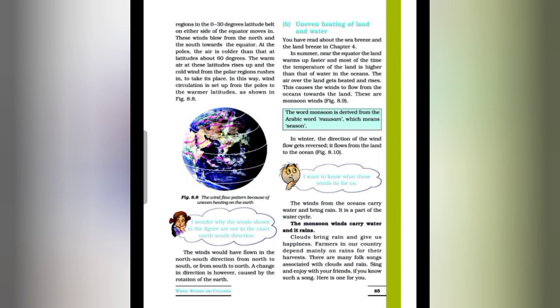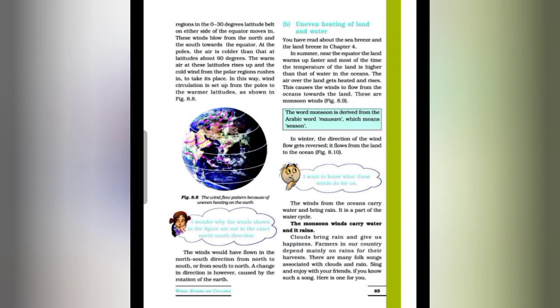So the rotation of the earth makes the trade winds and polar winds blow in an easterly direction, as shown in the next figure also, rather than blowing in a straight north-south direction. So this is all about the flow of the winds. The winds would have flown in the north-south direction, from north to south or from south to north. A change in direction is however caused by the rotation of the earth.